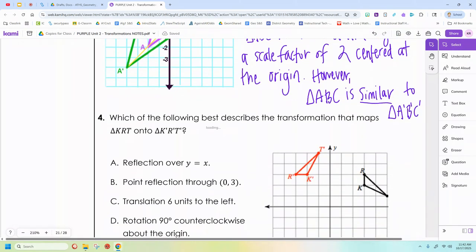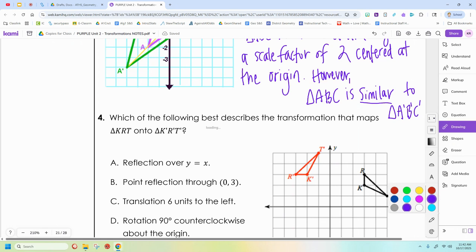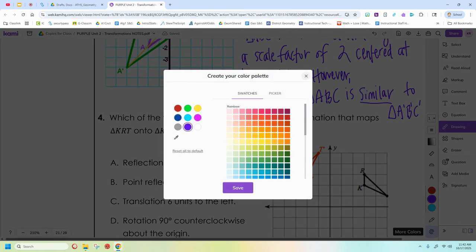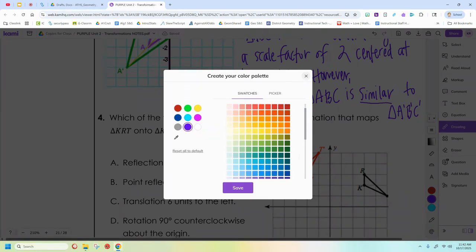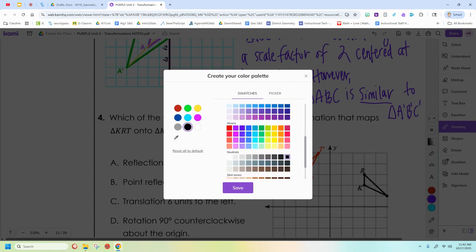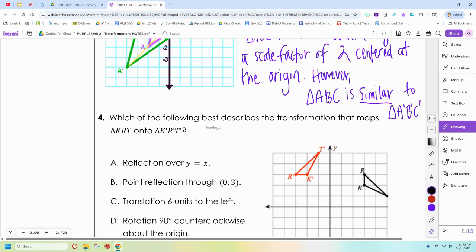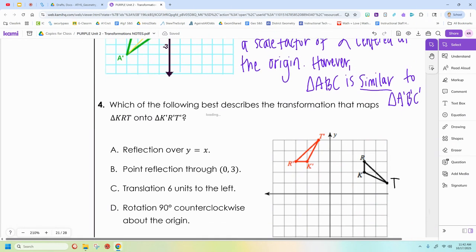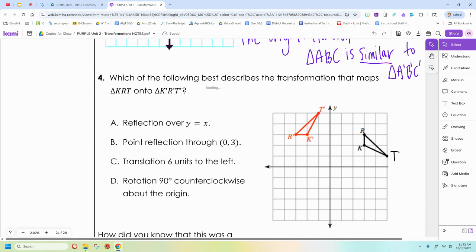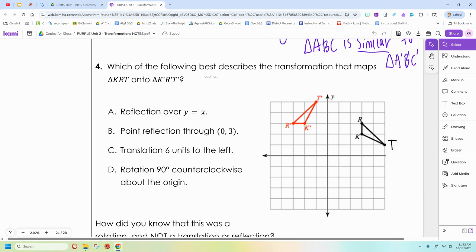Which of the following best describes the transformation that maps triangle KRT? And sorry, the T disappeared. Let me put it back in for you. I need a black. I'm sure you can probably figure it out already. There it is. All right, there's T, on to K prime, R prime, T prime. So take a moment, go through the four choices, and write the answer. Don't say anything out loud.